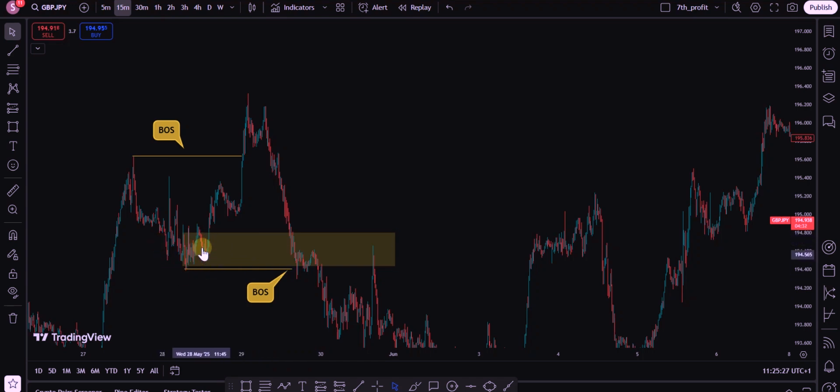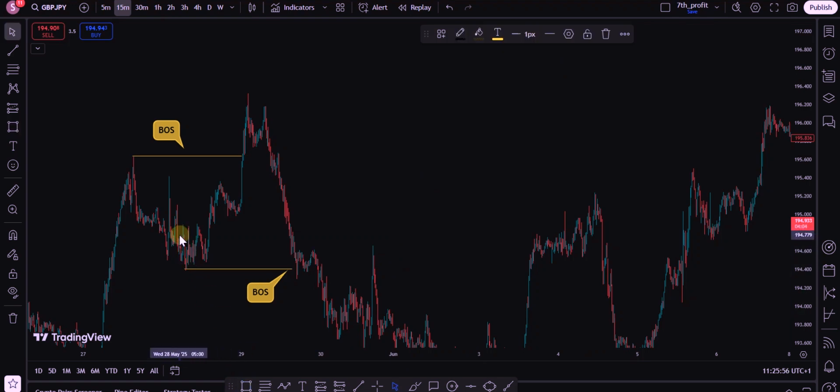Now, you see this, you mark your entry zone from this consecutive series of candles, or the last down close candle, just like this.